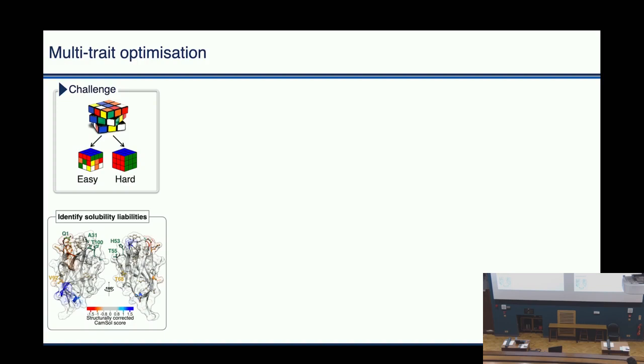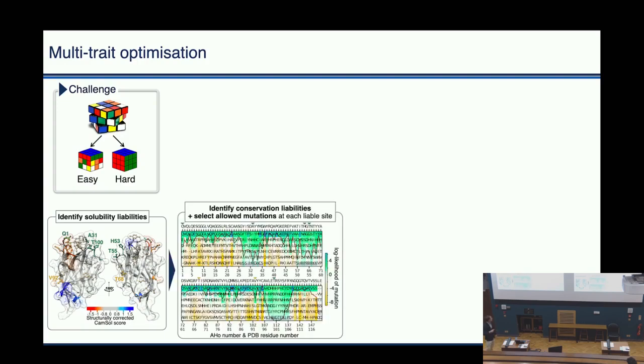And then, if this works, we also identify conservation liabilities by looking at a lot of other nanobody or antibody sequences. So this would just be an alignment of a lot of sequences. Actually, a representation of the position-specific scoring matrix, where the top is the most probable sequence and the ones in orange are essentially residues that are never observed at that position.